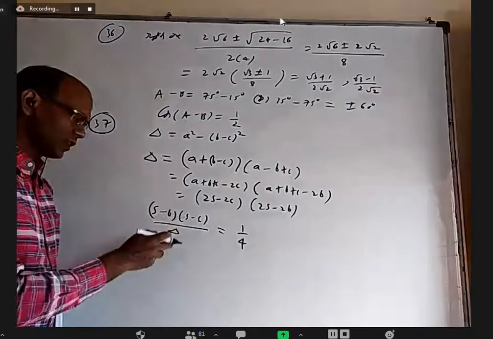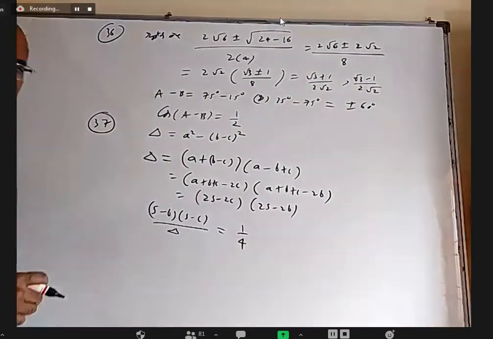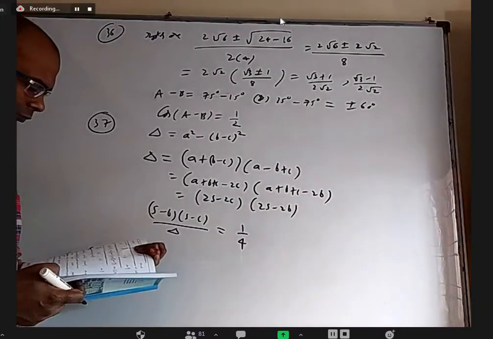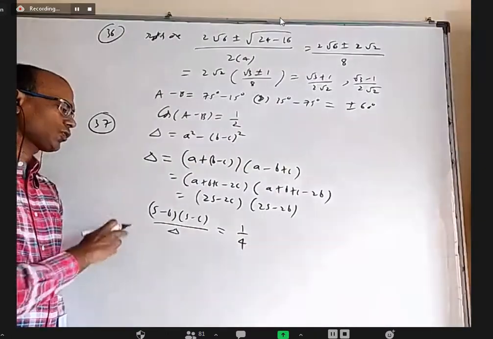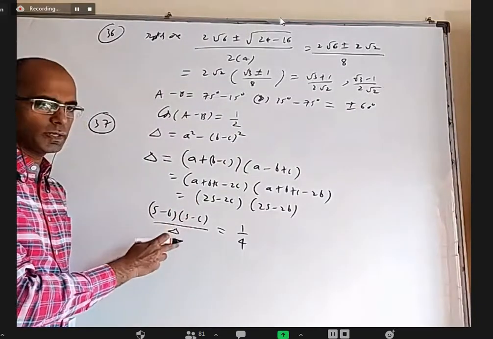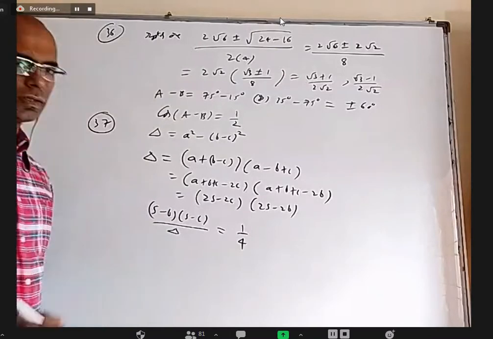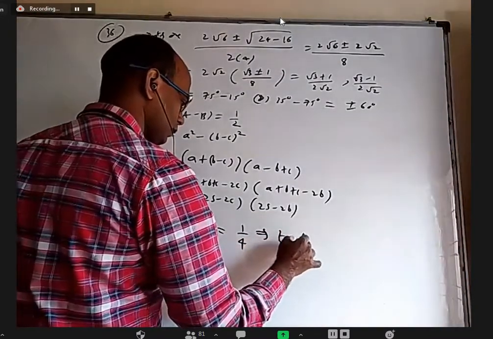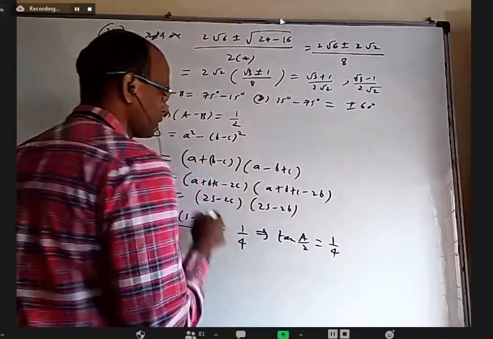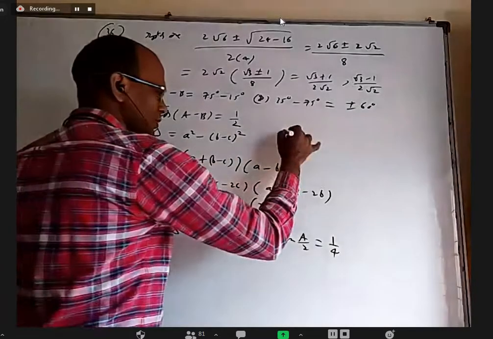(s minus b) into (s minus c) by delta, it is the formula for what? Sin A by 2? Sin A by 2 is square root of (s minus b) into (s minus c) by bc. There is no square root. Tan A by 2. Yes, it is tan A by 2. So basically, this is indirectly given tan A by 2. Of course, I can also expand this and do it in some other way.